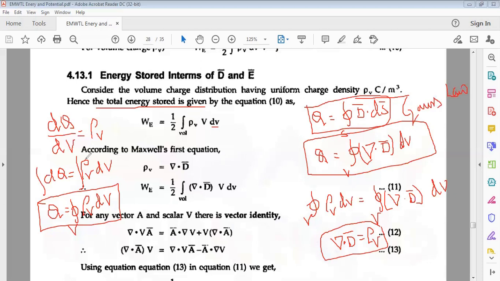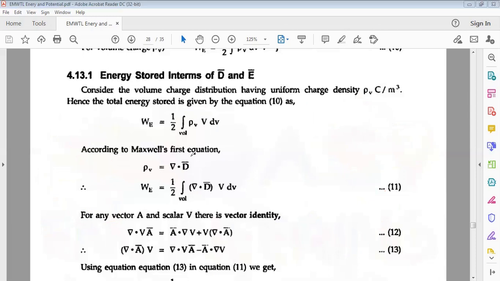Got it, my dear students. Now I am using that equation according to Maxwell's first equation, rho v is equal to del dot D bar. Substitute as rho v, W is equal to 1/2 the volume integral of del dot D bar into V dv. Here, one of the properties you have to know is a vector identity.